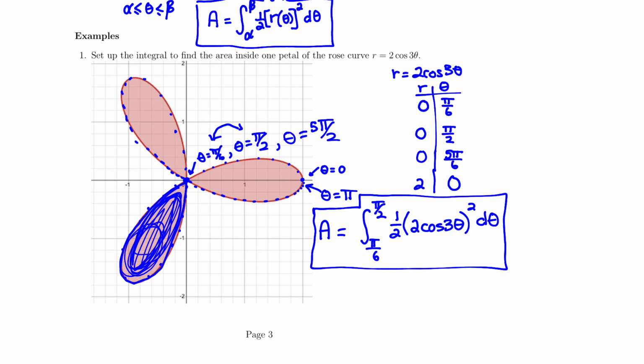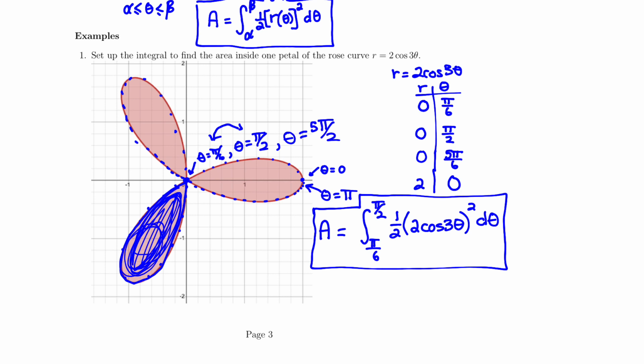So this right here would be an integral that we could use to find the area of that petal. Other thoughts? Because that's not the only way. The nice thing about polar curves is that, because of the way they behave, they're periodic, so there are lots of ways to describe one petal. How else could we write the area?